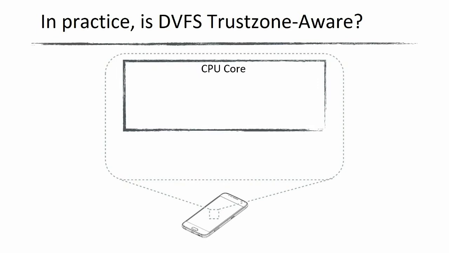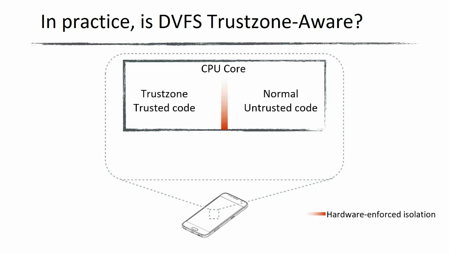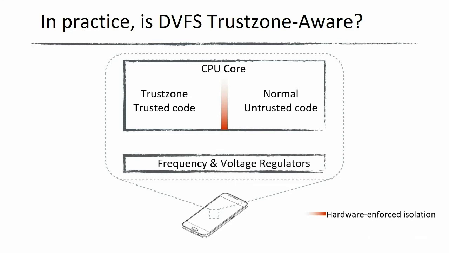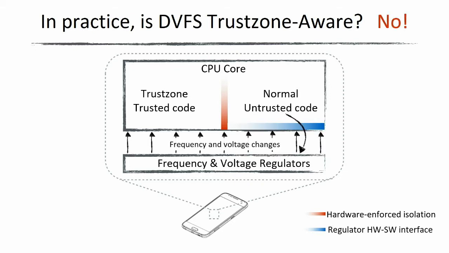This is a simplified view of a TrustZone-enabled ARM core. TrustZone isolates the trusted code on the left from the untrusted code on the right. And in our research, we found that the underlying regulators operate across the security boundaries. Both the TrustZone code and the normal untrusted code share the same frequency and voltage regulators. When the untrusted code changes the frequency or the voltage, it affects the execution of the trusted code within TrustZone. And now we know that we can affect the execution of the TrustZone code from outside TrustZone.